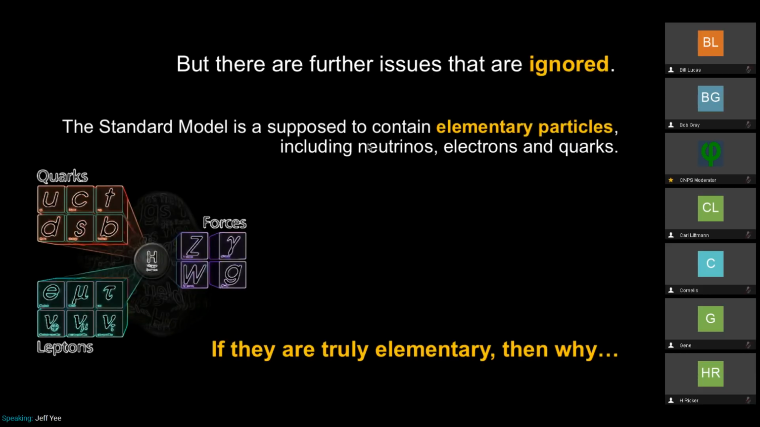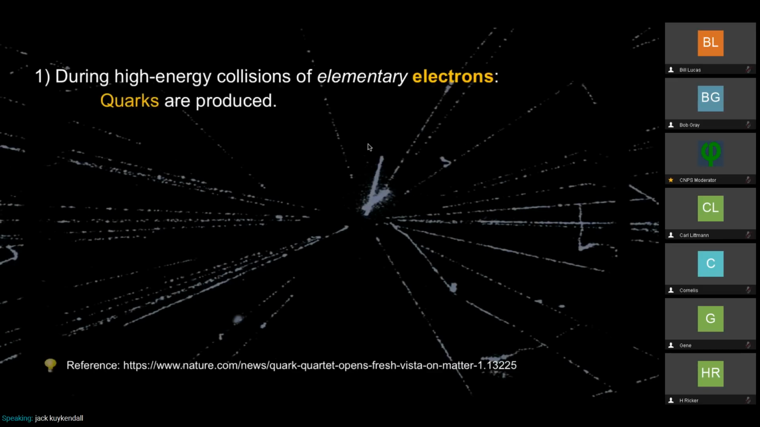But this is the one thing that still bugs me. There are further issues that are completely ignored. If the standard model is supposed to contain elementary particles, and those are things like neutrinos and electrons and quarks, the question is, if they are truly elementary, then why, one, during high energy collisions of elementary electrons, are quarks produced? I have the reference down there at the bottom. Again, quarks are supposed to be elementary. So how is it possible that electrons can be producing quarks when they are in colliders?